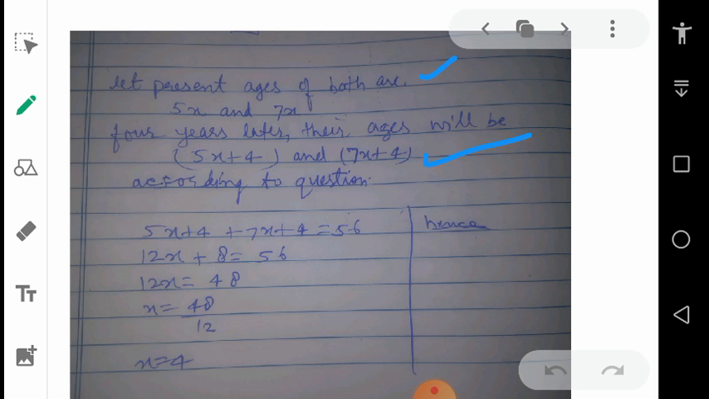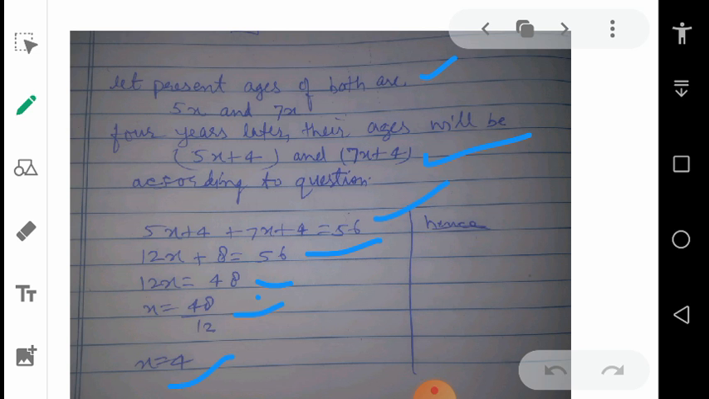According to the question, their ages when added together is 56. So the sum of their ages is 56. To find the sum, we will put the ages as 5x plus 4 and 7x plus 4. Adding the like terms, we get 12x plus 8. By transposing the term, we get 12x is 48. By division, we get x is 48 upon 12, that is 4.